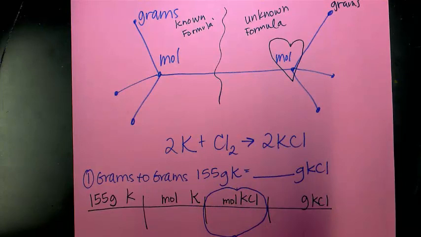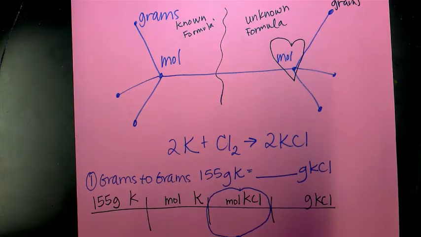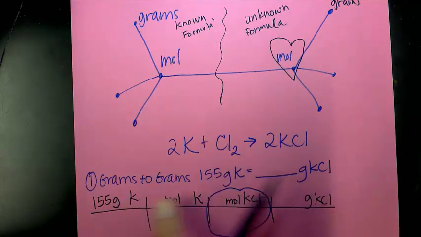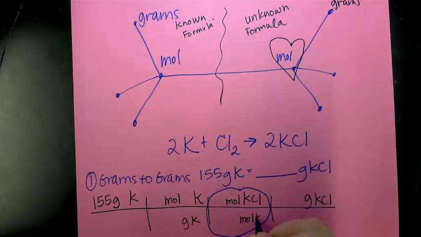So the next step is the same step you've been doing since September, and that is to move your units and your formulas down and to the right. So all of these, not that one, are going to move down and to the right. So right here, I'm going to have grams of K. I'm going to move this moles of K right here. I'm going to move this moles of KCl right here.